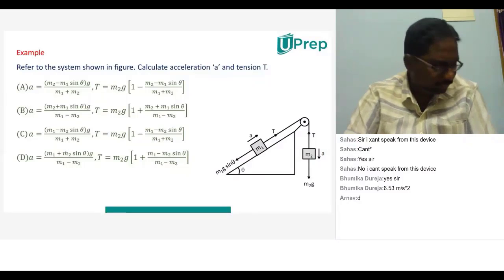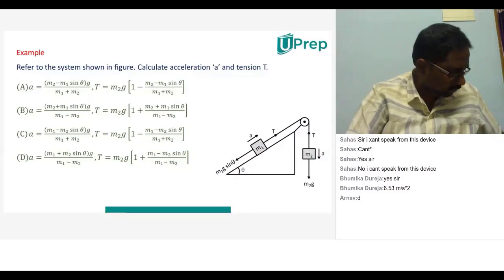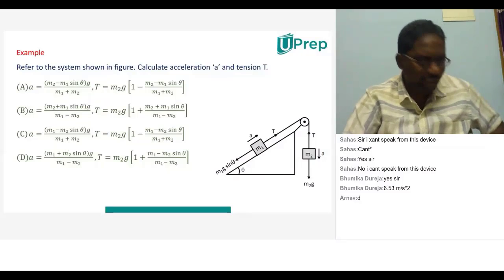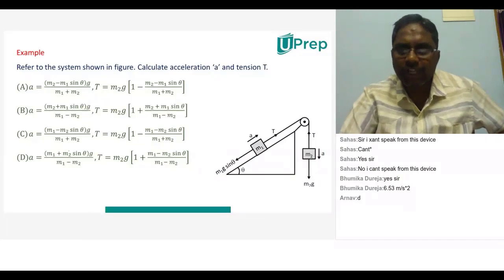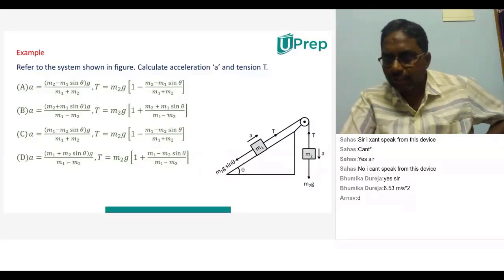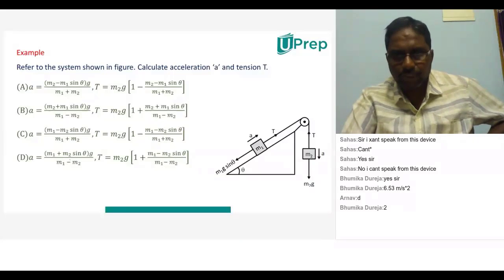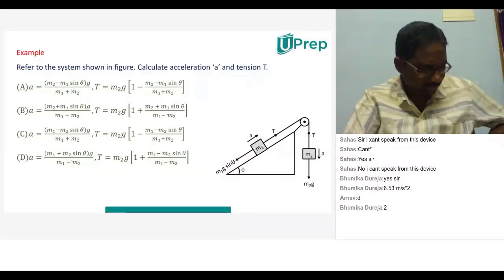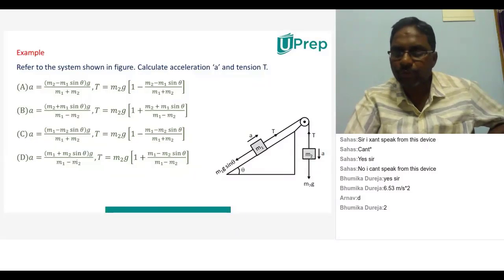Now Arnav, Bhumika and Sahas. Right. Now see here, how many objects are there, Arnav? Two objects are there, isn't it? Yes, sir. Okay, two objects are there. One is the M1 object and one more is the M2 object.